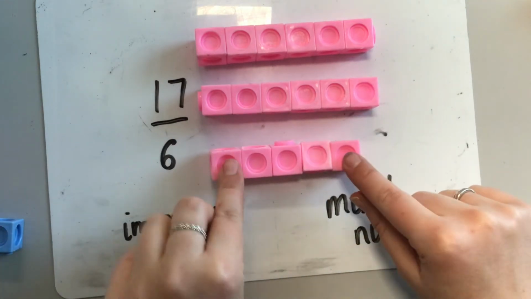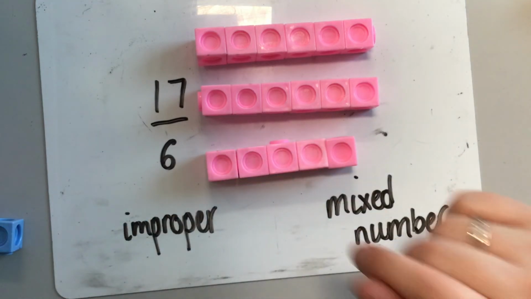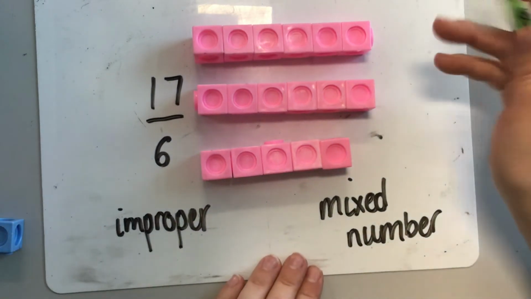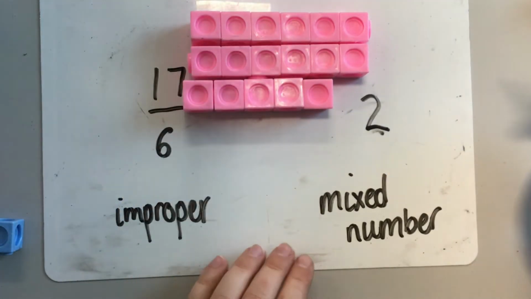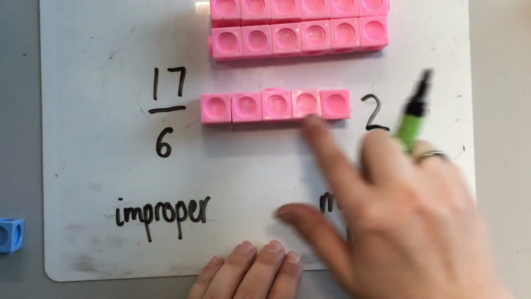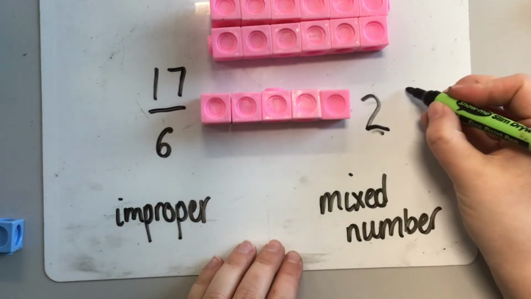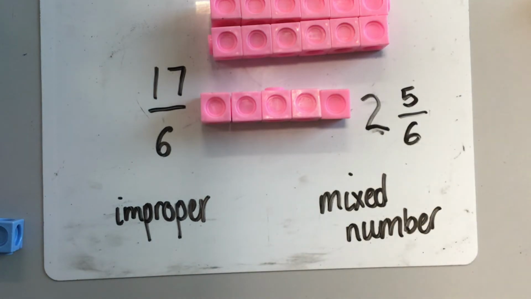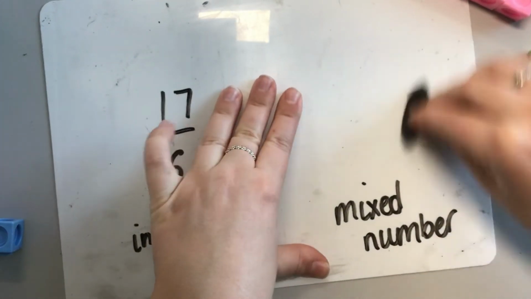I've only got 5. So have I made a whole if I've only got 5 sixths? And the answer is no. So 17 sixths as a mixed number is 2 wholes, and how many left over? What fraction left over? 1, 2, 3, 4, 5. The denominator stays the same, and it's 2 and 5/6, like that. Did you get that answer? Well done if you did. We're going to do 2 more together, and then you're going to have a go at your worksheet.